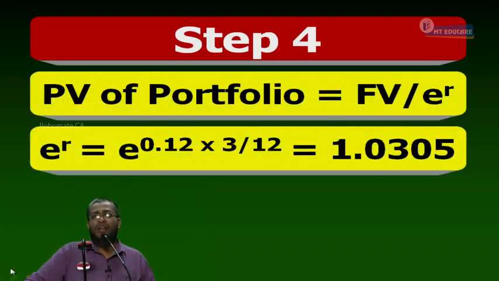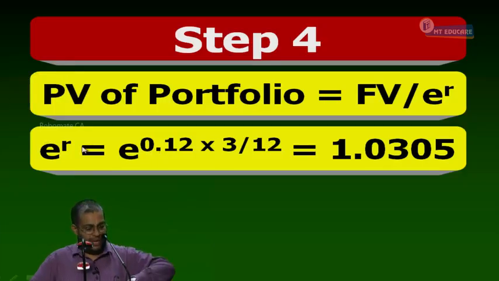e^(rT) is equal to e^(3/12 × 0.12), where 3 by 12 is the number of months. That is equal to how much? 1.0305. I want e^(-rT). I have to discount it, yes or no?